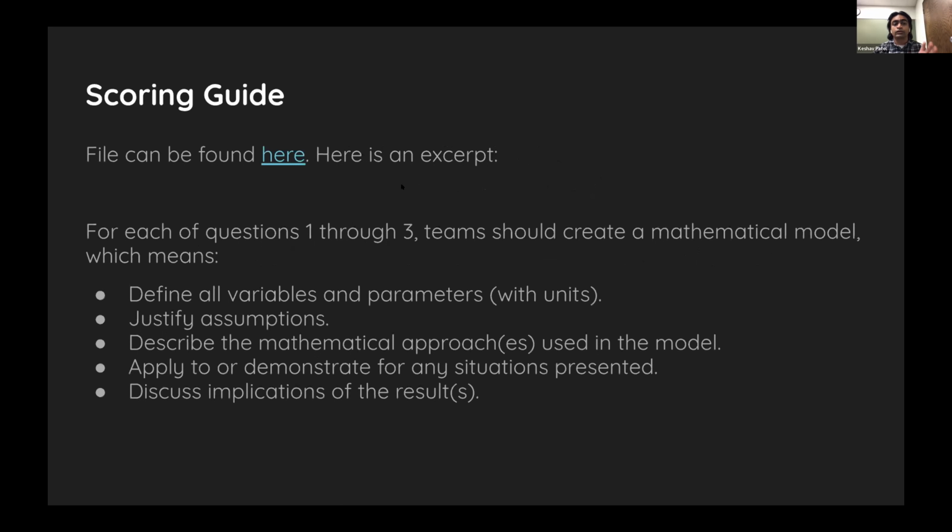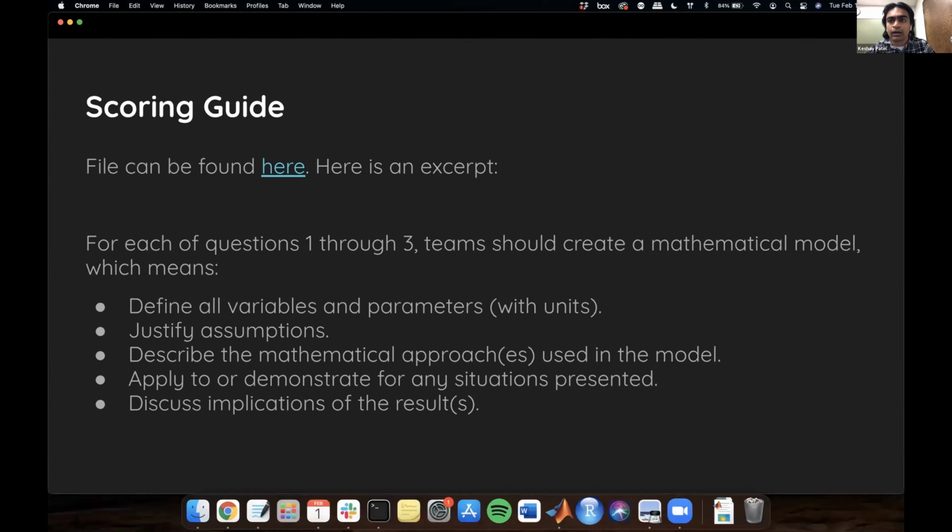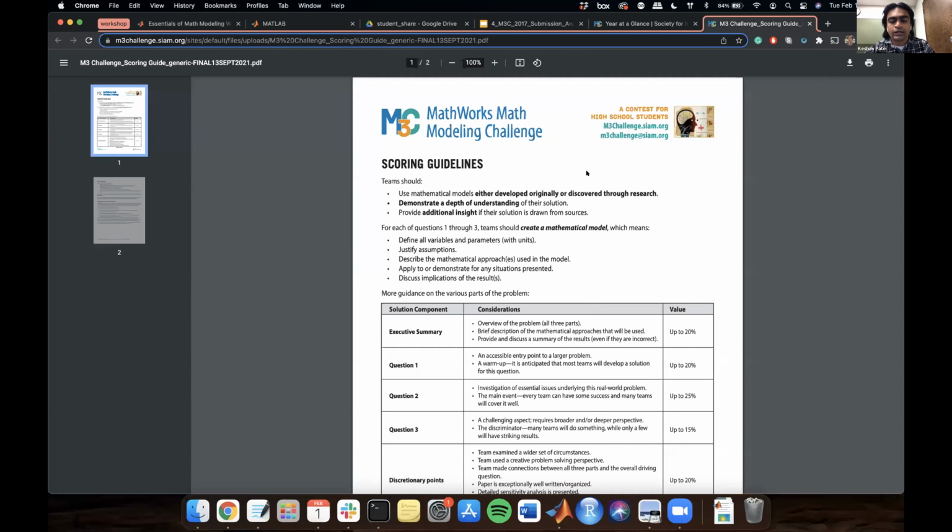And then we started to think a little bit about how we could piece this all together into some kind of model. Today, we're going to be looking at solutions from teams that have submitted and kind of critique them a little bit. The very first thing I want to do, though, is remind you all about the scoring guide.